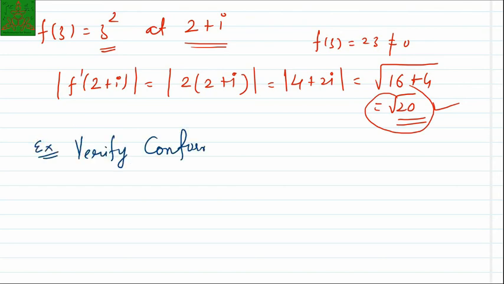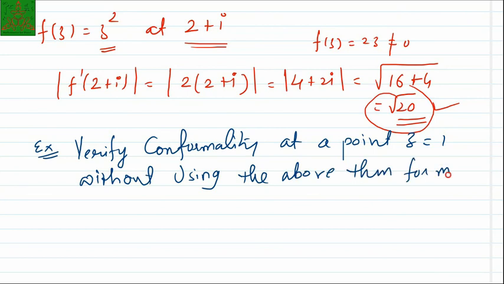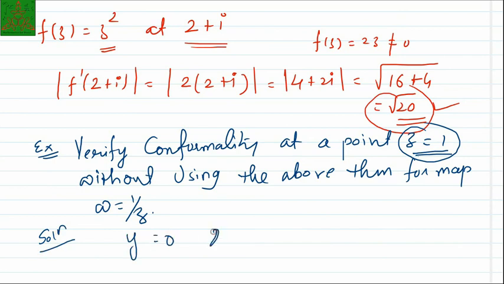Verify conformality at the point z = 1 without using the above theorem for the map w = 1/z. So here we need to verify the conformality theorem at z = 1. I need to choose two curves which pass through z = 1. Taking simple curves, I take y = 0 and y = x - 1. These two curves pass through the point z = 1.